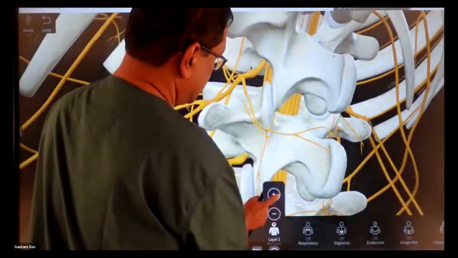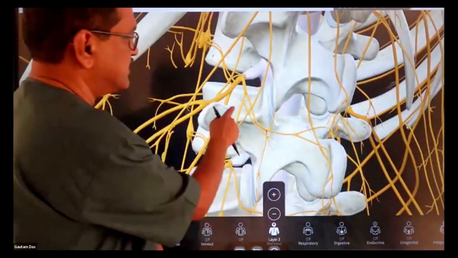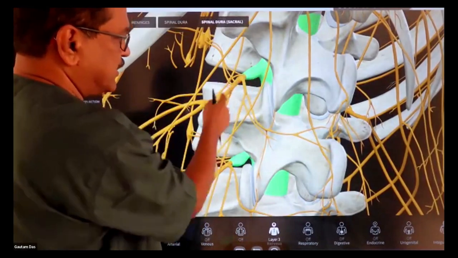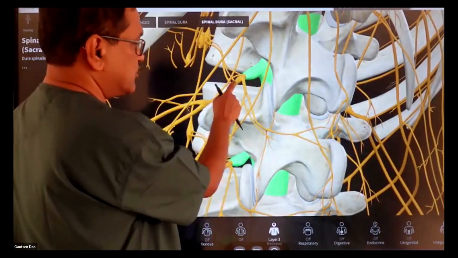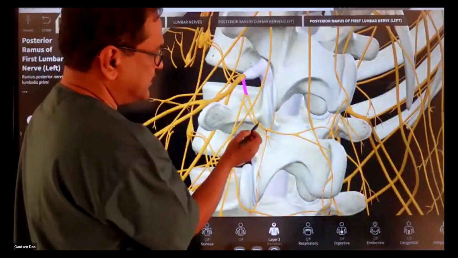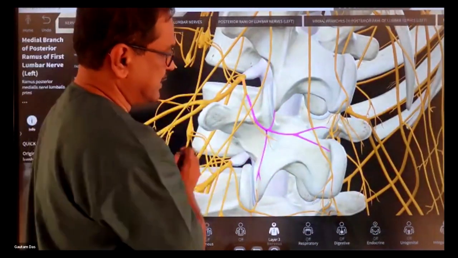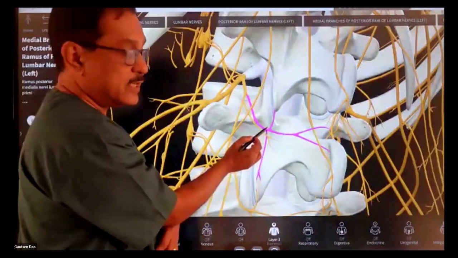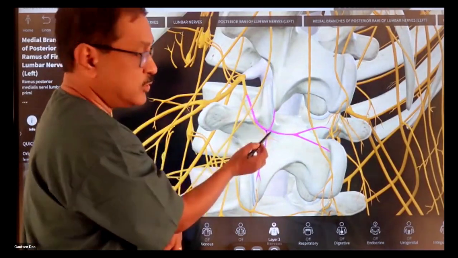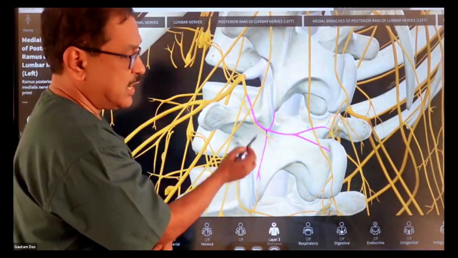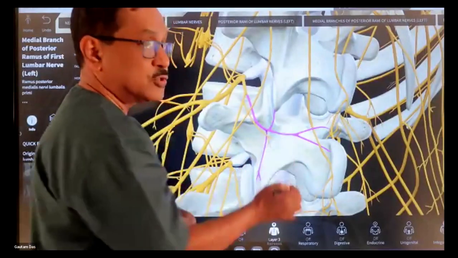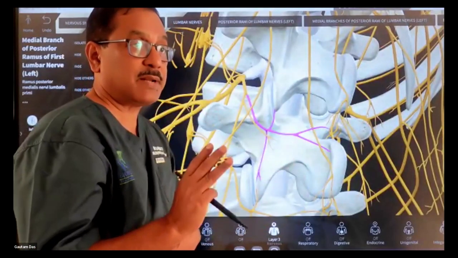So you see the medial branch, this is the nerve root. After it comes out, this is your ventral rami and this is your dorsal rami. So dorsal rami have this medial branch. You see, this is the medial branch. This medial branch gives two articular branches. One goes above the facet joint, and one goes below the facet joint. And another branch goes to supply the multifidus muscle. Multifidus muscle is here. So there are three major branches of the medial branch.